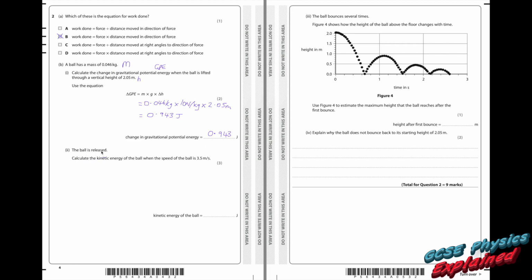Part 2. The ball is released. Calculate the kinetic energy of the ball when the speed of the ball is 3.5 meters a second. So that's our V. Kinetic energy is question mark. Okay, so the equation for kinetic energy is a half mv squared.